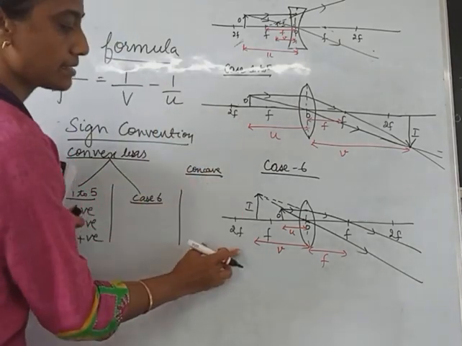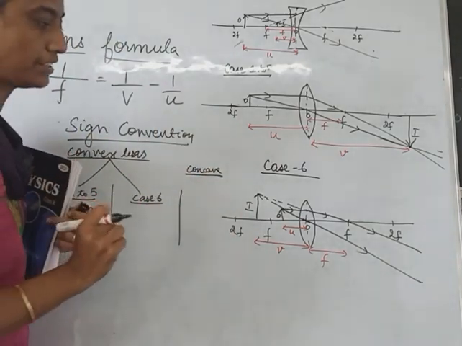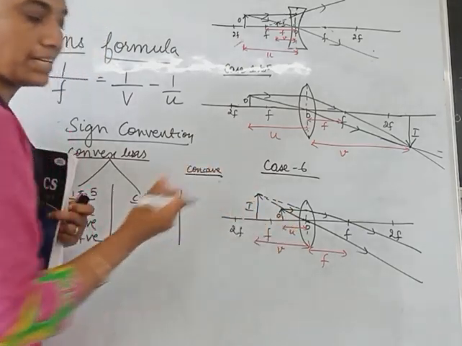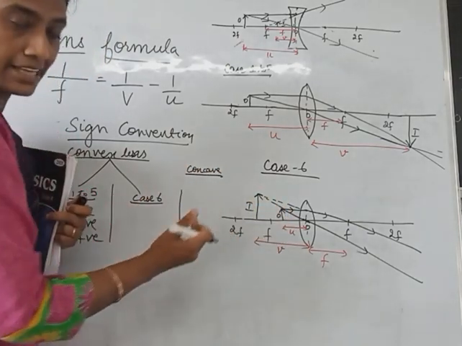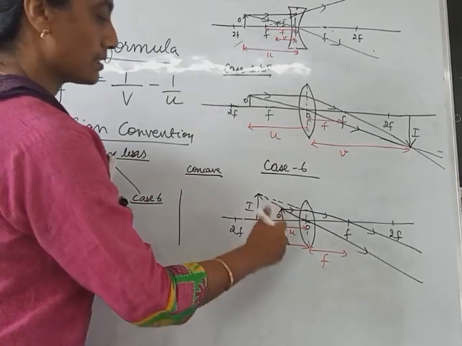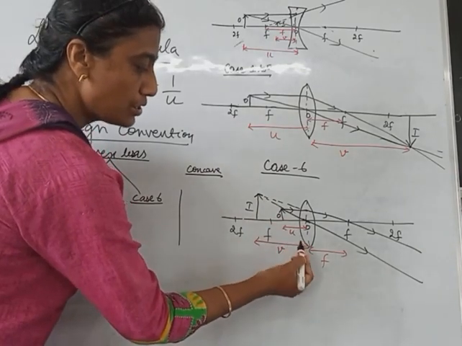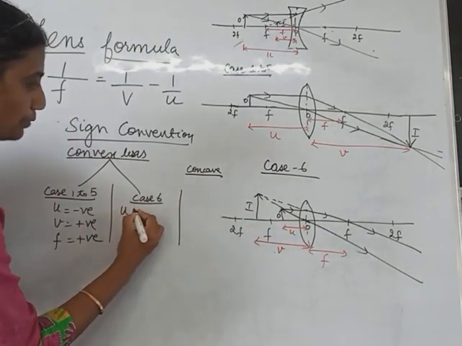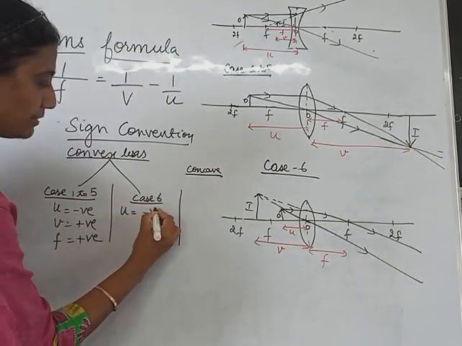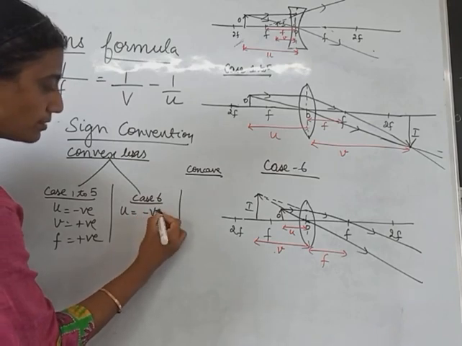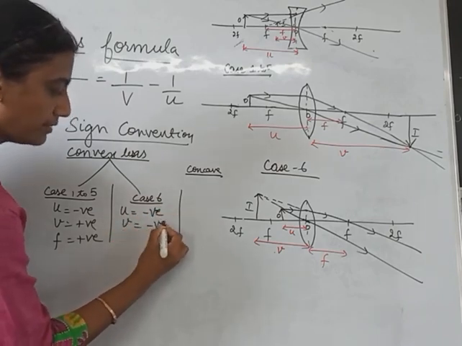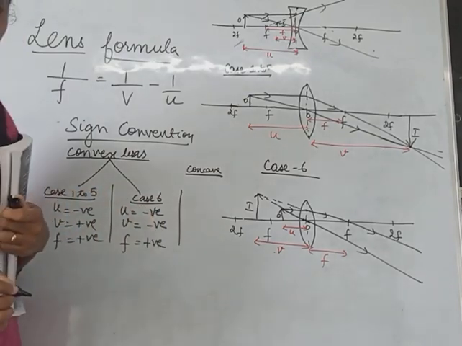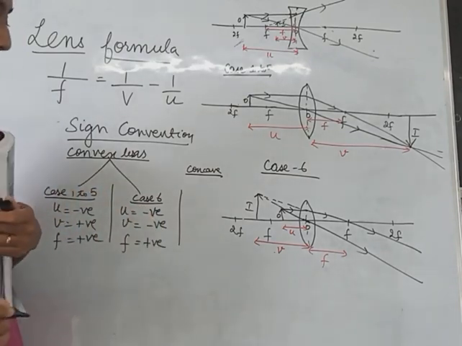Coming to case 6, now case 6 is a little different. Why? The image is a virtual image, it's formed behind the object itself, on the same side of the lens. So what happens? u is also to the left, v is also to the left. So u will be negative, v will also be negative, only f will be positive. Only f will be positive. I hope you are clear, children.